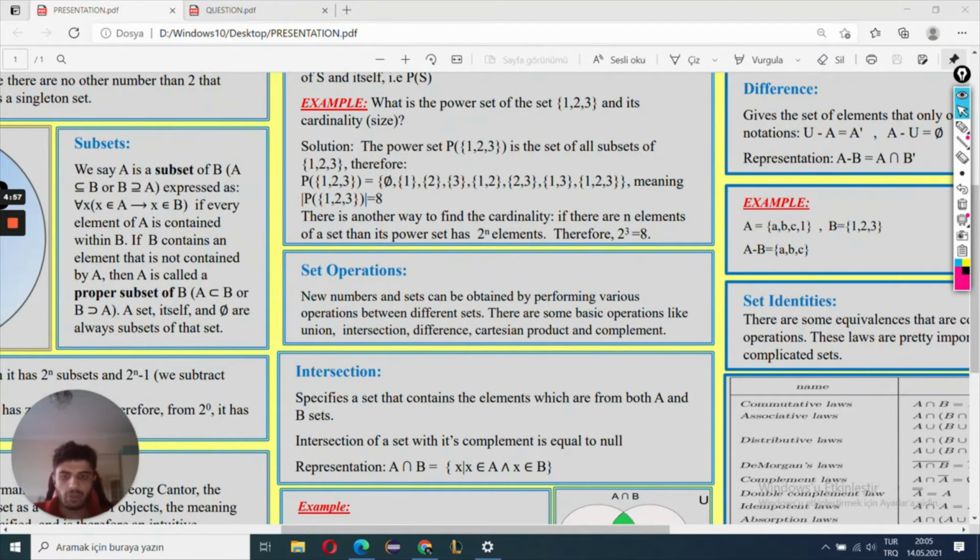Today, I'm going to talk about the set operations. With set operations, we can obtain new numbers and new sets. The operations are union, intersection, difference, Cartesian product, and complement.